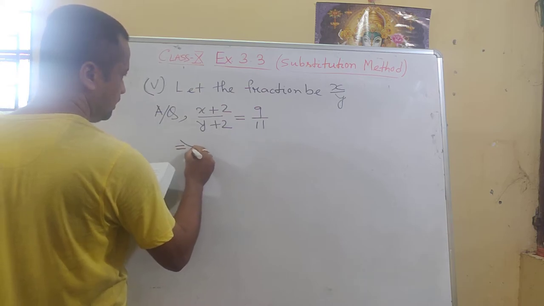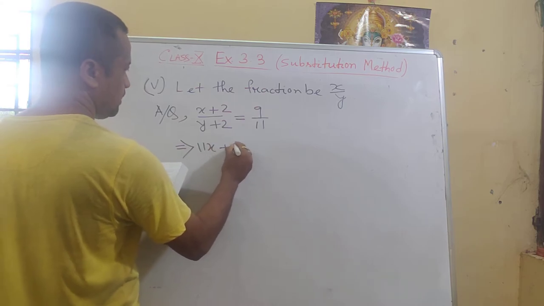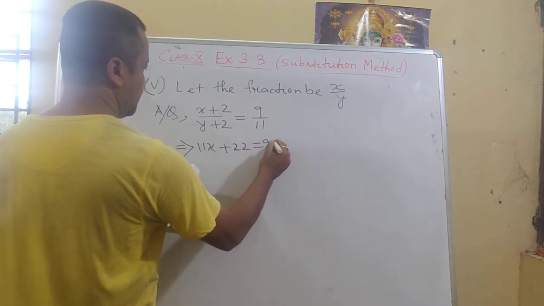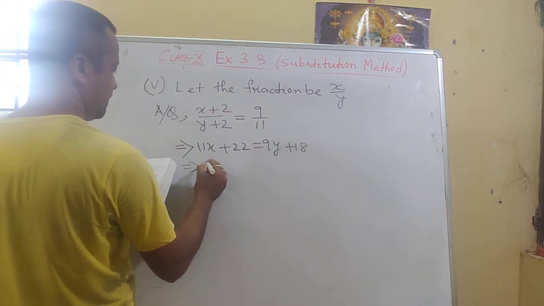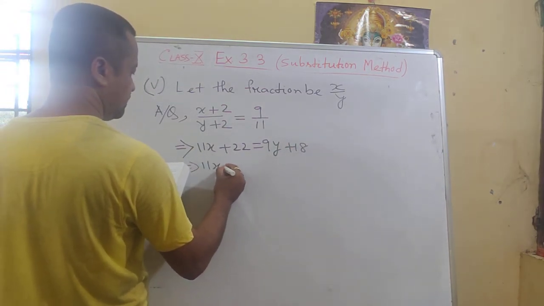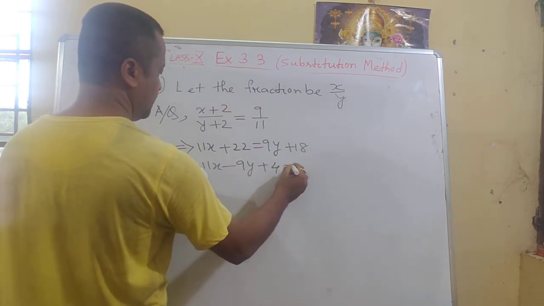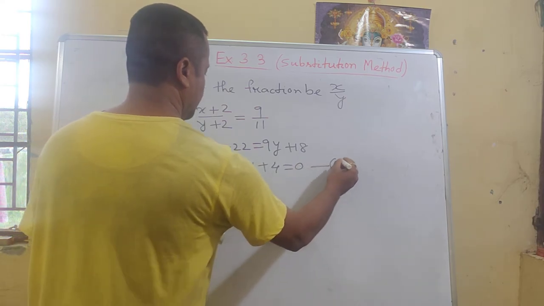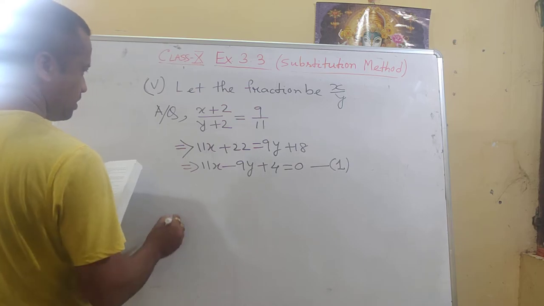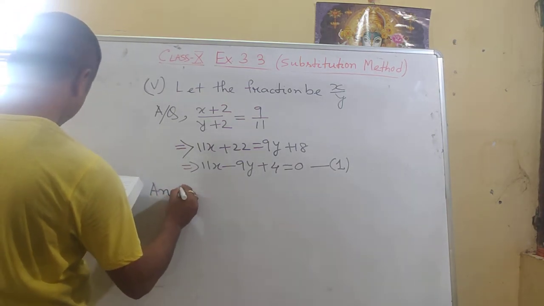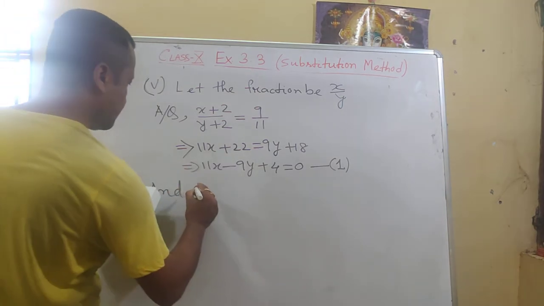So this is equation number 1. Before this, simplify it. It is 11x plus 22 equals 9y plus 18. This implies 11x minus 9y plus 4 is equal to 0. It is equation number 1. And number 2, if 3 is added to both the numerator and denominator, it becomes 5 by 6.